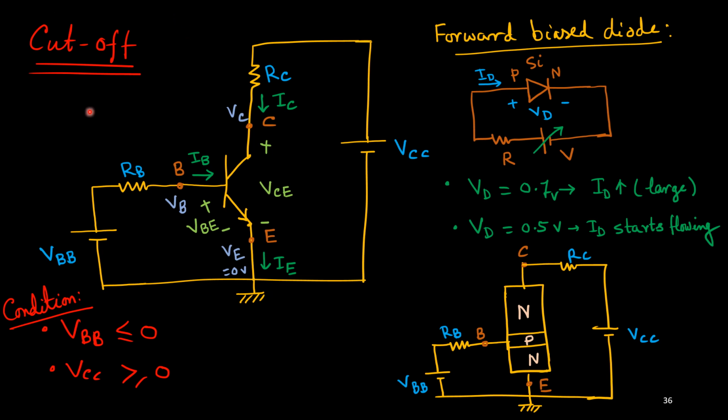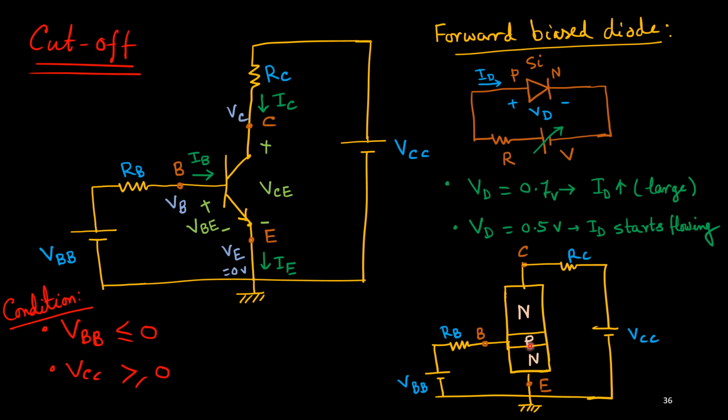For cutoff region, as we mentioned, both the junctions, base-collector and base-emitter, should be reverse biased. So in this arrangement, you see, this is your NPN transistor. The N type is already connected to the plus terminal. If this is true, then we can expect that this PN diode between base and collector is reverse biased. But it is not always true. For the time being, assume that it is reverse biased.